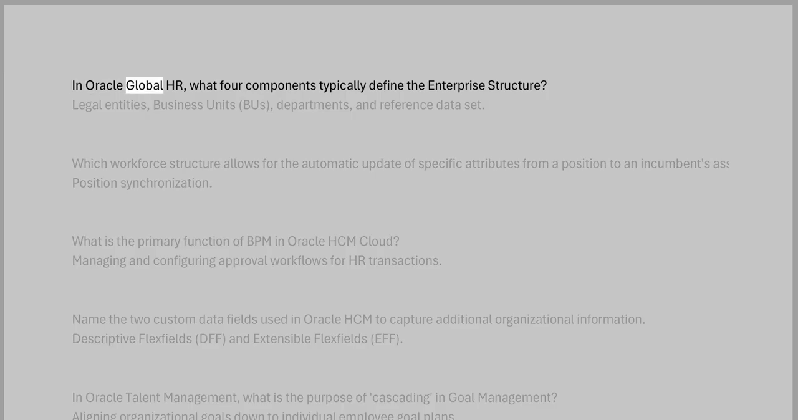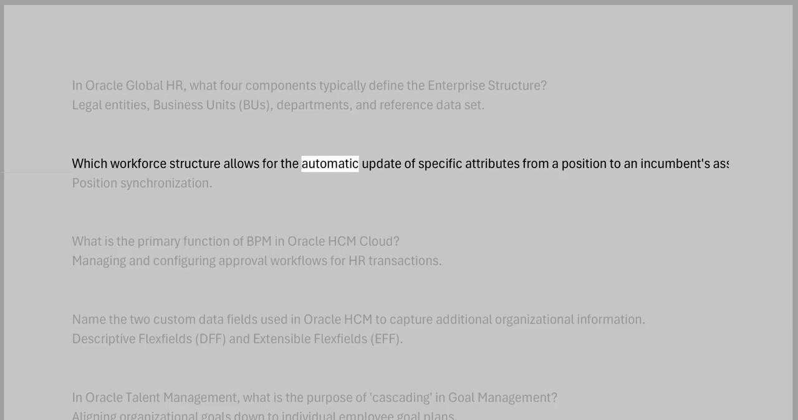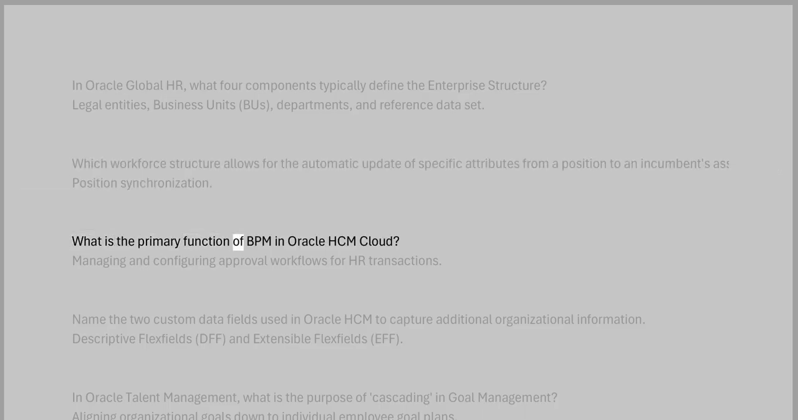In Oracle Global HR, what four components typically define the enterprise structure? Legal entities, business units (BUs), departments, and reference datasets. Which workforce structure allows for the automatic update of specific attributes from a position to an incumbent's assignment? Position synchronization. What is the primary function of BPM in Oracle HCM Cloud?